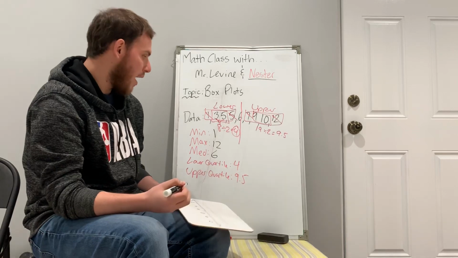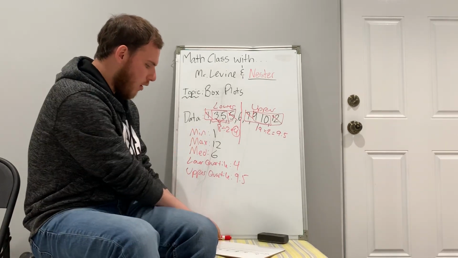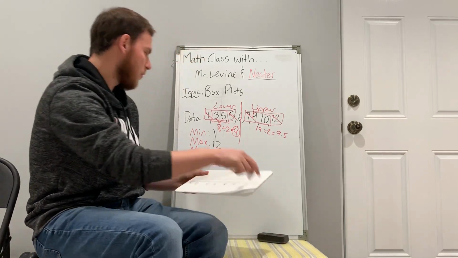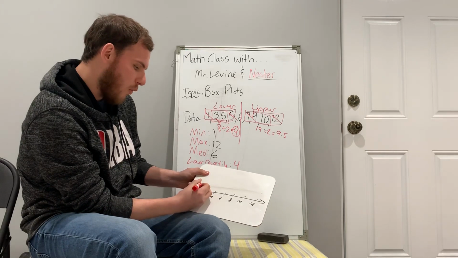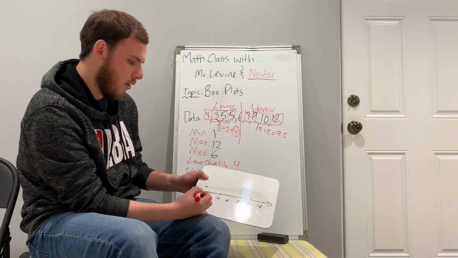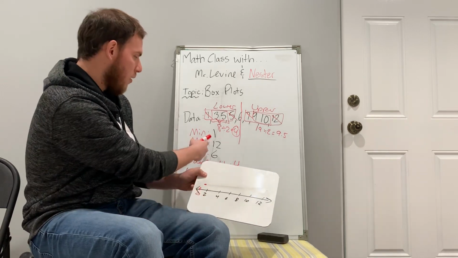Good. Now I'm just going to plot each number, each point above that spot on the number line. You're going to see why it's called the box plot in a second. So the minimum is 1. So I put 1 dot above where 1 would be, in between 2 and the beginning, 0. You can put a 0 here. 1 is in between both of those. Maximum is 12.